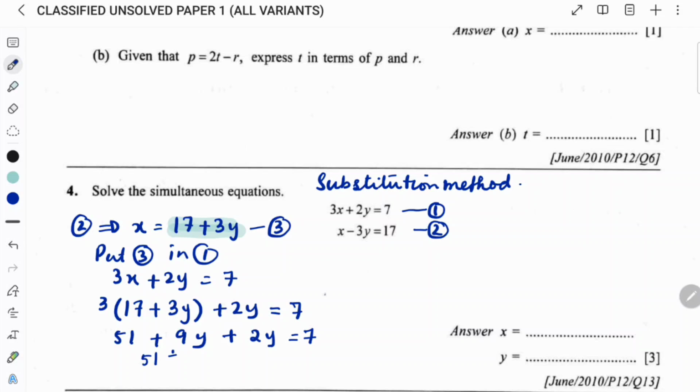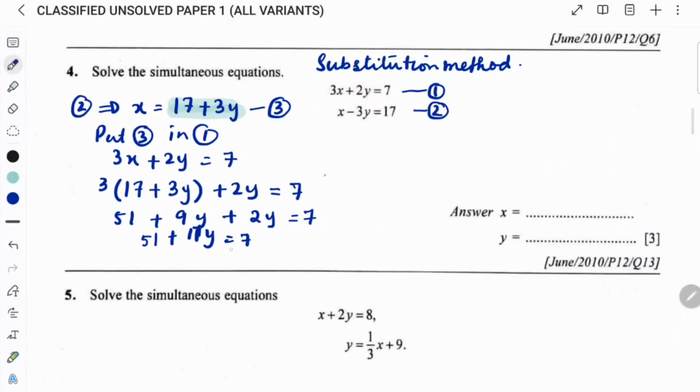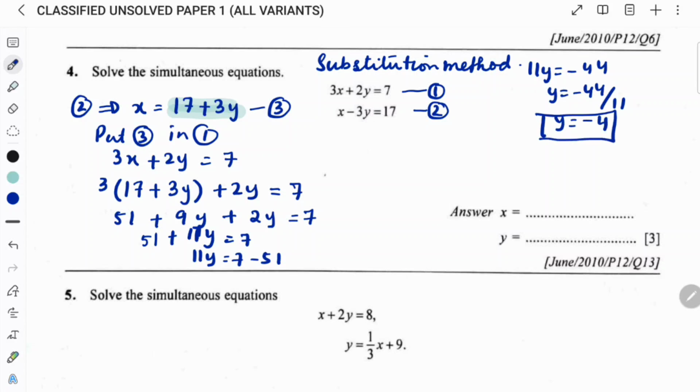So 51 plus 11y equals 7. 11y equals 7 minus 51, and 7 minus 51 is minus 44, because 51 is the greater number. So 11y equals minus 44, and y equals minus 44 over 11, and y equals minus 4. So we have found one answer.